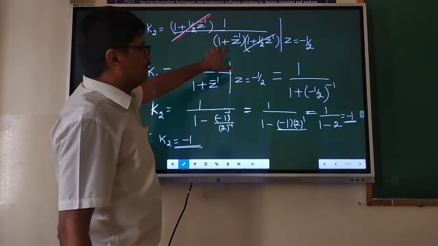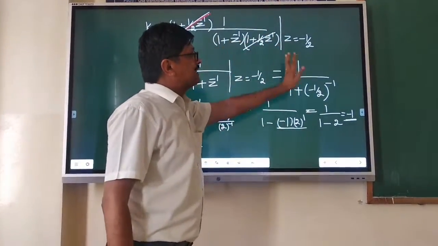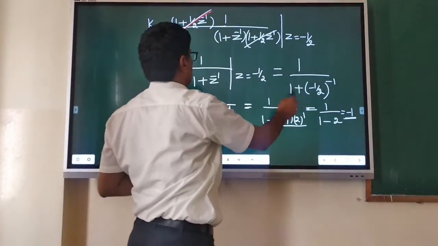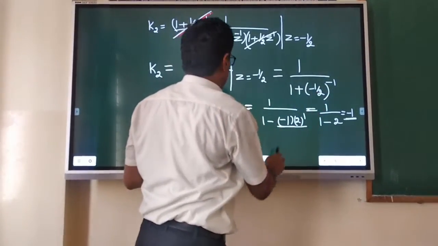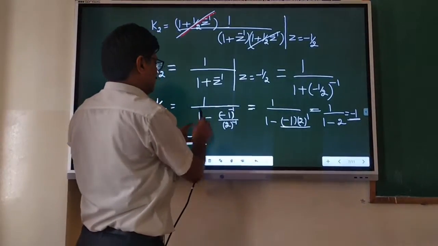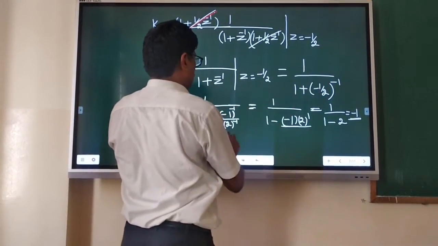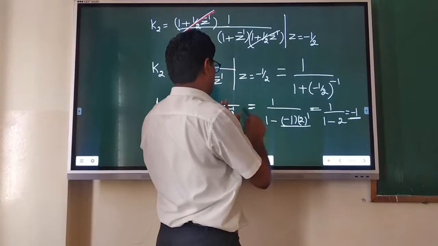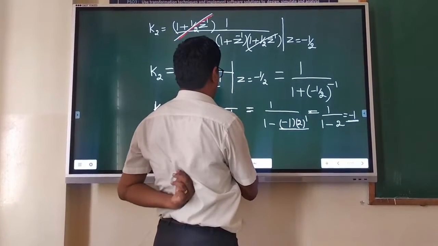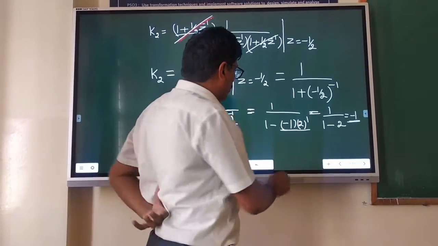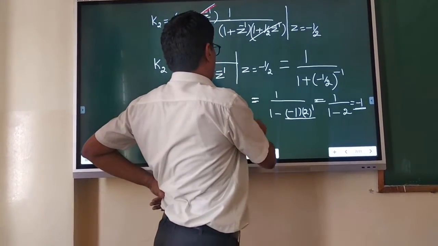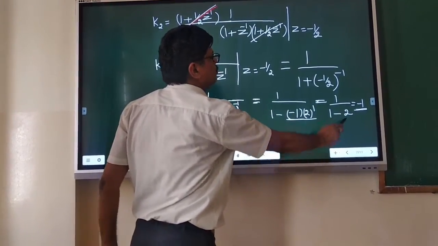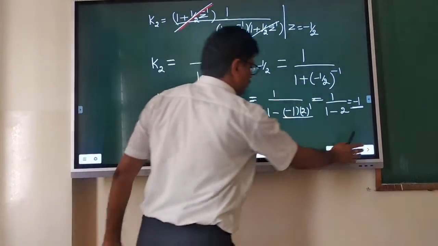K2 is (1 plus 1 by 2 z inverse) by (1 plus z inverse)(1 plus 1 by 2 z inverse), at z is equal to minus 1 by 2. Substitute; this term gets cancelled. This is 1 plus z inverse, where z is minus 1 by 2. When you substitute and do this maths, 1 minus 1 to the power minus 1, then 2 to the power minus 1. This can be simplified as 1 minus half. Whatever is there, this only will give the minus. Now, into 2: 2 to the power minus 1 goes out, then 2 to the power plus 1, which is nothing but 1 by 1 minus 2, which is equal to minus 1. Therefore, K2 is minus 1.